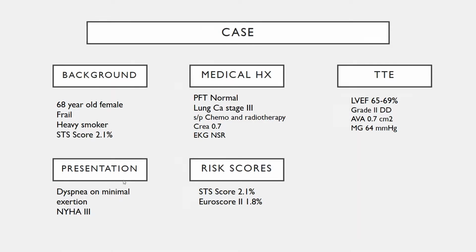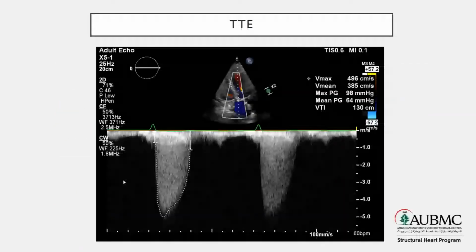She has a low STS and EuroSCORE II, but because of the radiation in the chest, she was a surgical turn down and referred for TAVI. And this is the TTE showing a mean gradient of 64 with a round contour consistent with severe aortic stenosis.